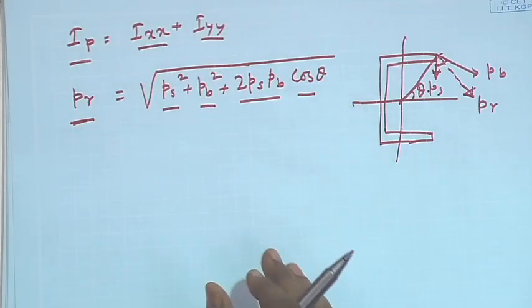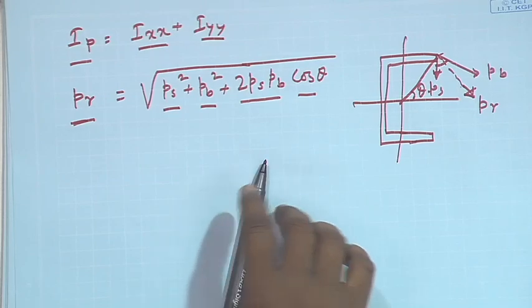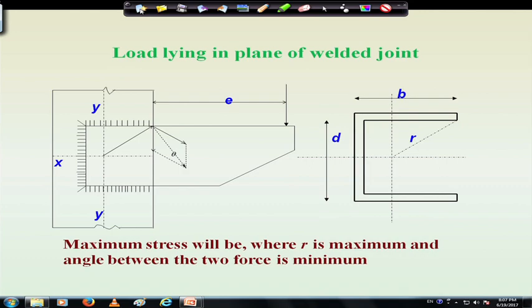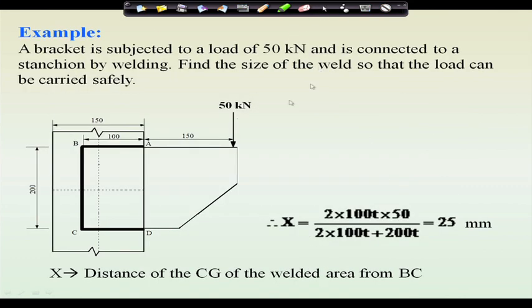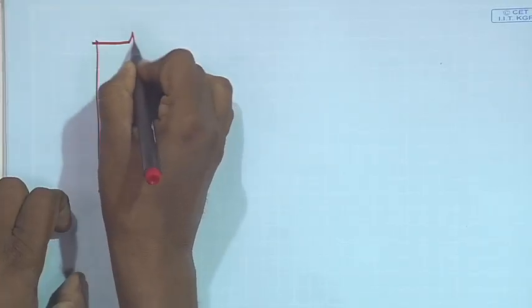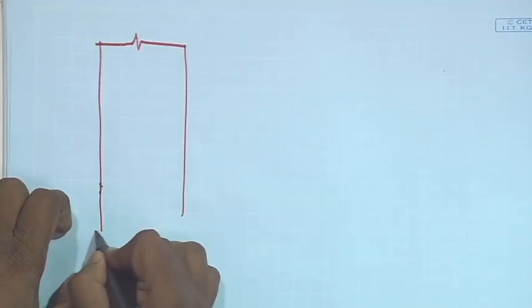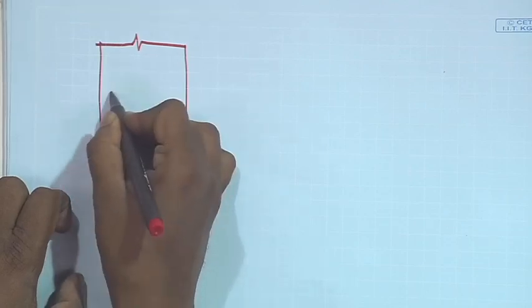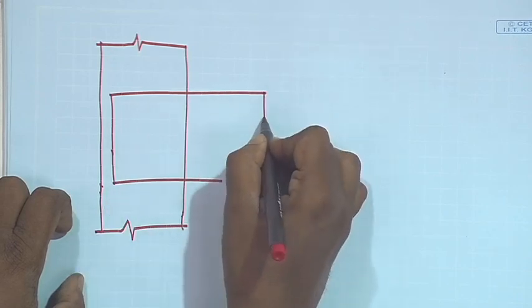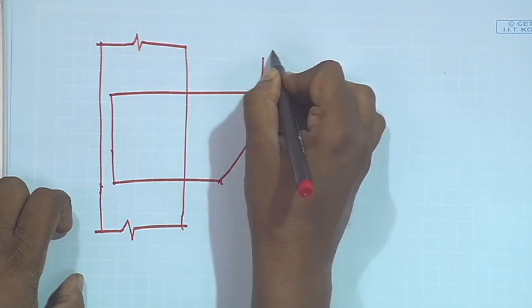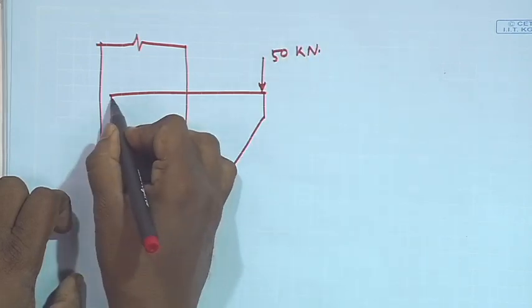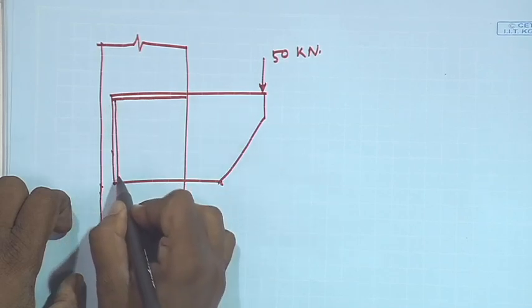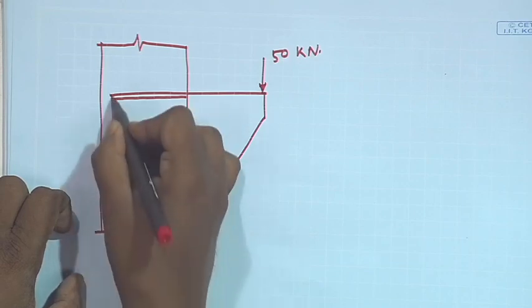So, with this theory we will go through one example. This is the example. A bracket is subjected to a load of 50 kilonewton and is connected to a stanchion by welding. So, this is a column and is connected to a bracket, and it has a load of 50 kilonewton, and the weld distribution has been given. So, this is the distribution. Okay, this portion is welded.